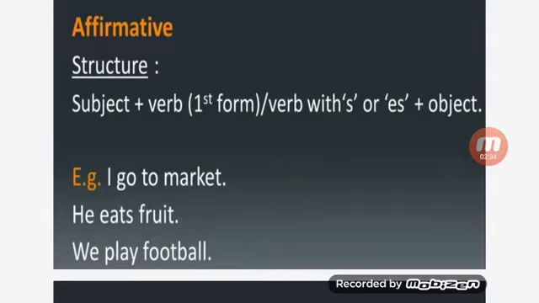Okay, so in first sentence, children, I is singular, but we have used first form here with it. Why? Because we always count I in plural number. That's why we have used here first form. In second sentence, he eats fruit. He is singular, so we have used here s in verb. Next is we play football. We is plural, so we have used here first form of verb.